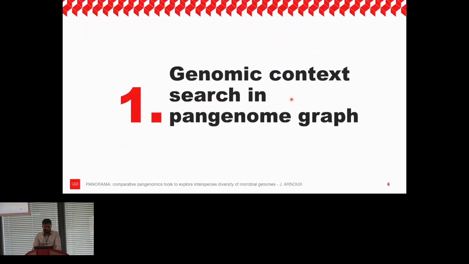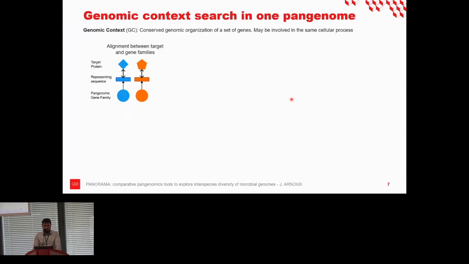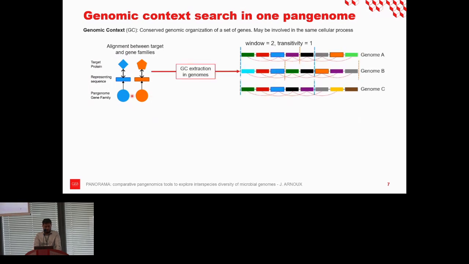So let's go to the genomic context search. A genomic context is a conserved genomic organization which may be involved in the same cellular process. Here, as an example, we have two target proteins that we will align to our pangenome gene families, with the information of which gene families correspond to our target proteins of interest. We can then extract the genes in a certain window of our different genomes in our pangenome.